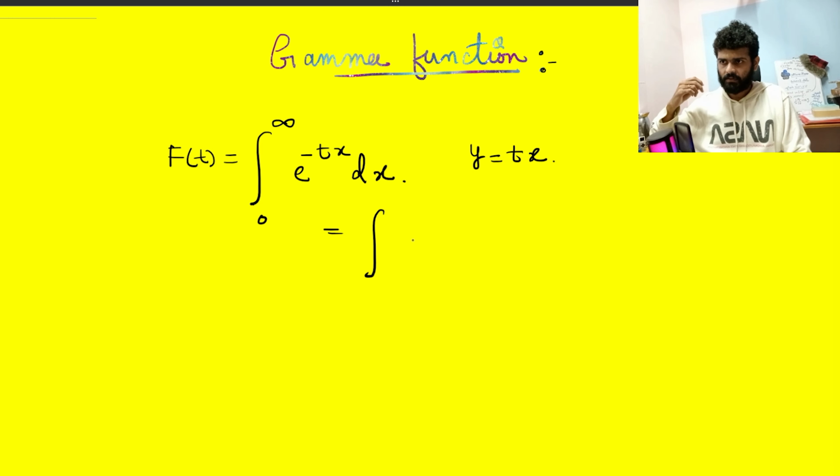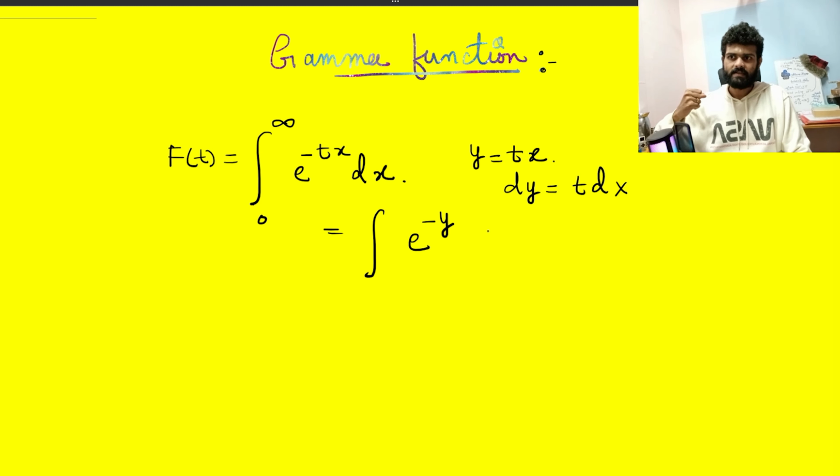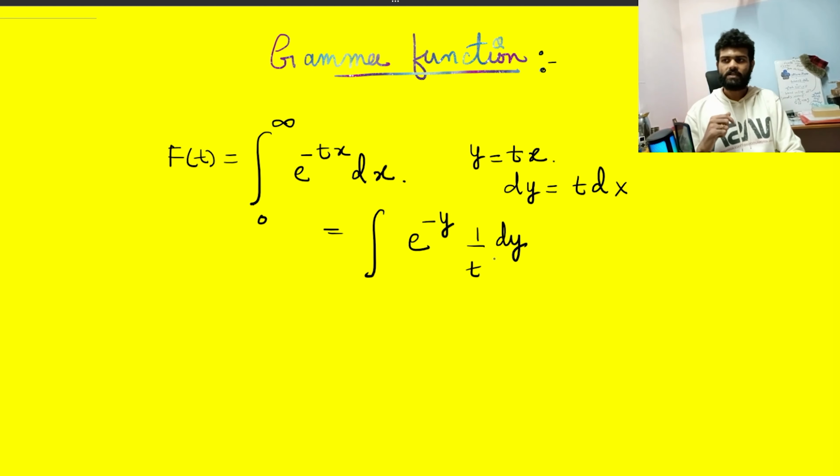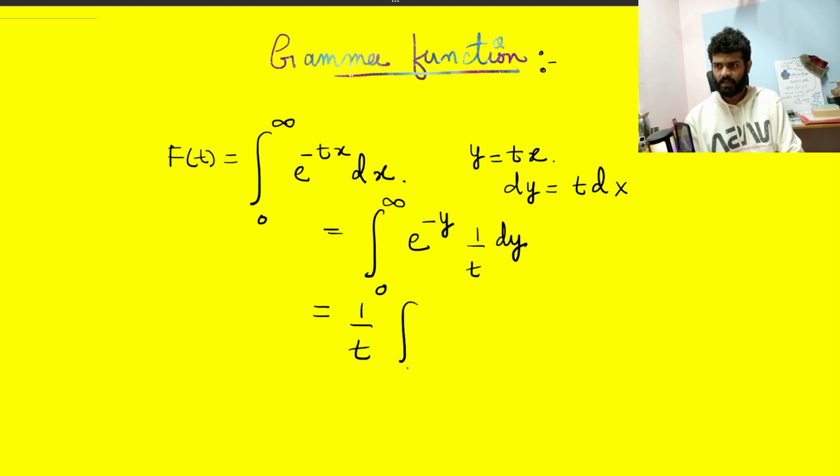So this is the integral of e to the power minus y, and now your dx will change. dy is t dx, so dx is 1 by t dy. Now your limits will change. When x is 0, y will be 0. When x is infinity, y is infinity, right? Now this is 1 by t integral 0 to infinity e to the power minus y dy. All right.